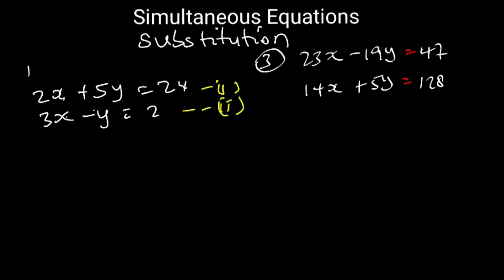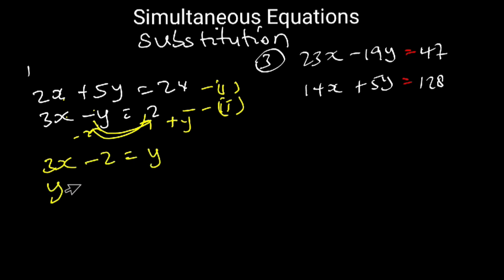Now let's make y subject of the formula. When we do that, we are going to take this negative y to the right hand side, it will turn to plus y, and then take this 2 to the left hand side, and then it turns to minus 2. So when we do that, we are going to have 3x minus 2 is equal to y. So let me write this equation. It's going to be y equals to 3x minus 2.